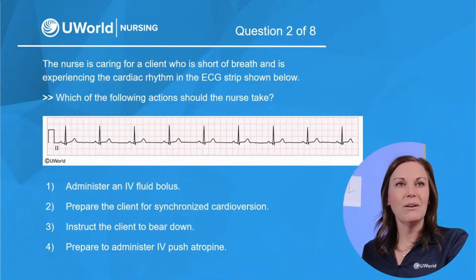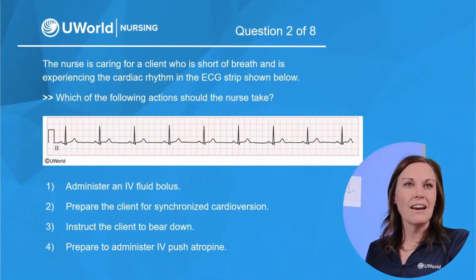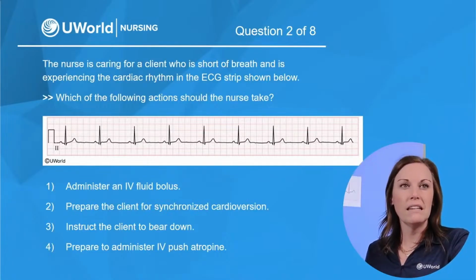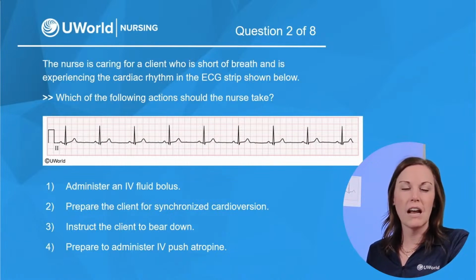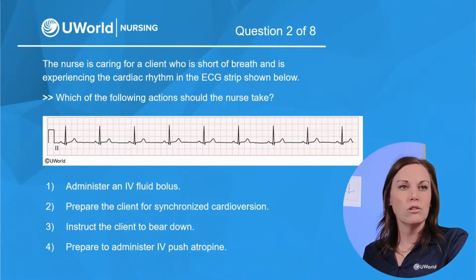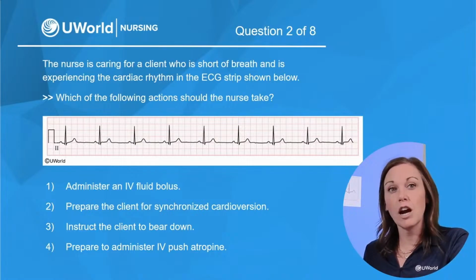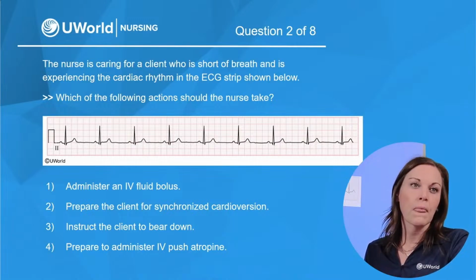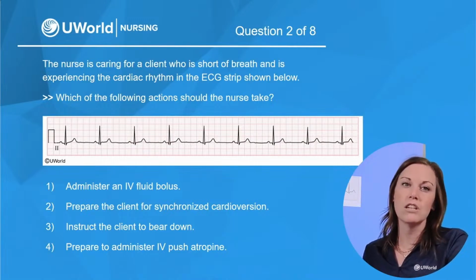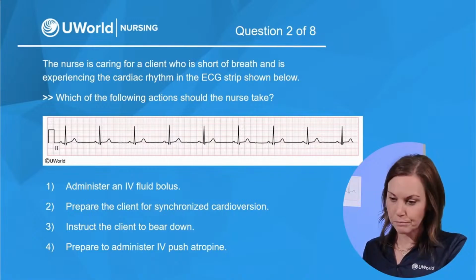All right, question 2. The nurse is caring for a client who is short of breath and is experiencing the cardiac rhythm in the ECG strip shown below. Which of the following actions should the nurse take? Option 1, administer an IV fluid bolus. Option 2, prepare the client for synchronized cardioversion. Option 3, instruct the client to bear down. Option 4, prepare to administer IV push atropine.